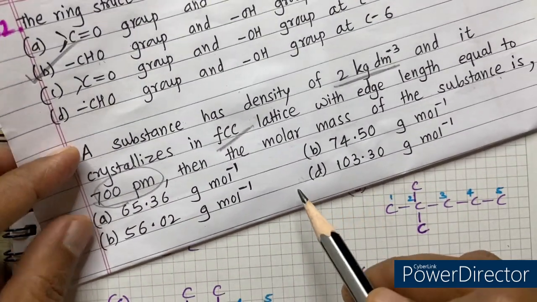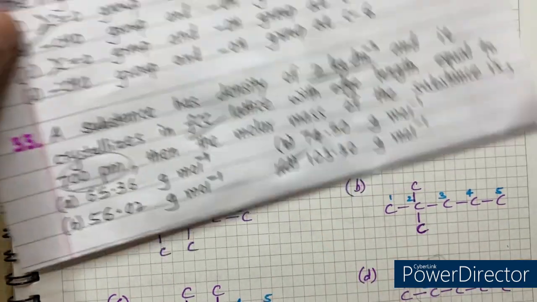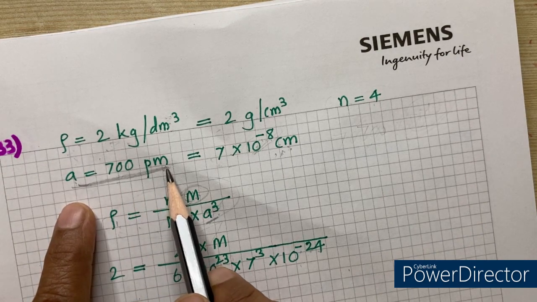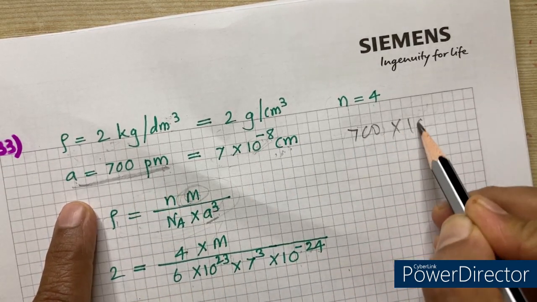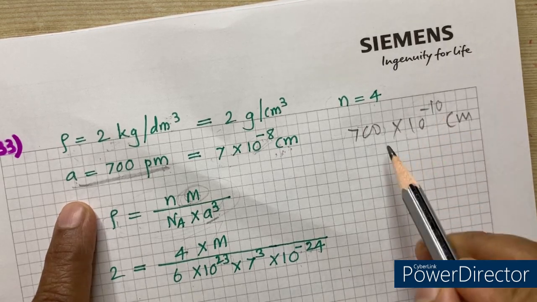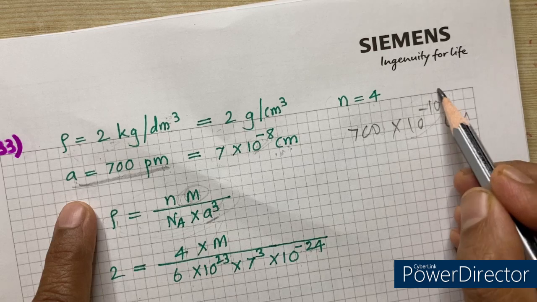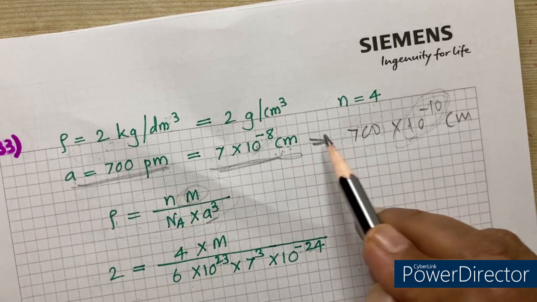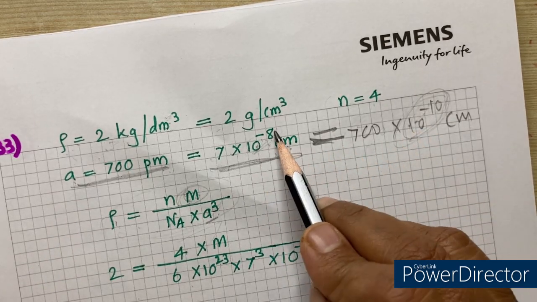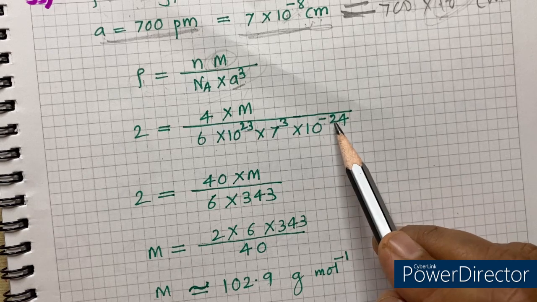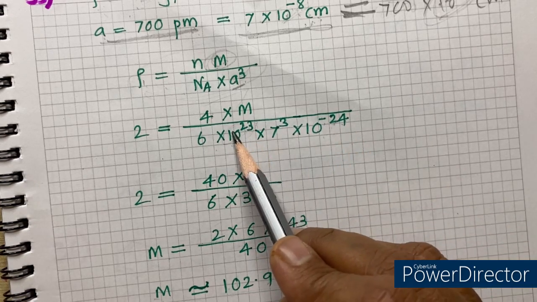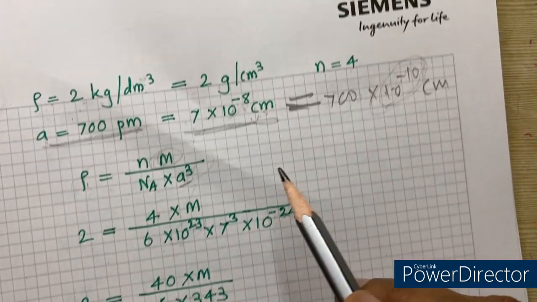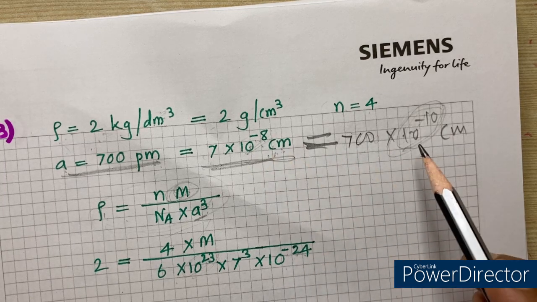Now the answer is this one. Okay. Now here one tip. Here the edge length is given in picometer, 700 picometer, that is 700 into 10 raised to minus 10 centimeter. Now if we use that in the 10 raised to minus 8 form instead, then it comes to be minus 24 and it is always 10 raised to 23 here. Then for easy calculation, generally use the 10 raised to minus 8 form. Okay.